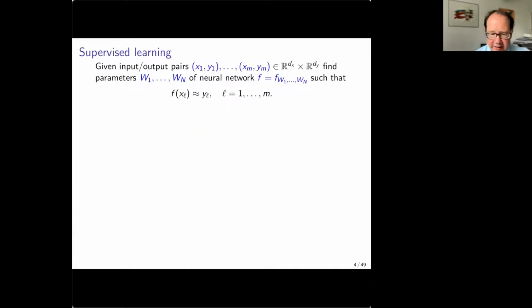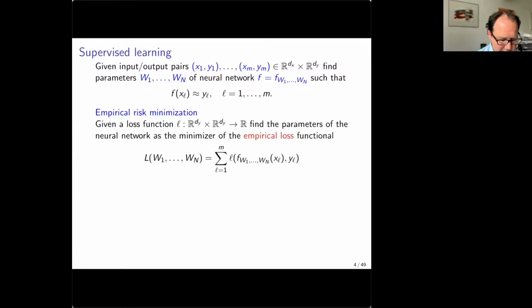Okay, and now the supervised learning setup, as you probably all know, we are given input and output pairs, and then the task is to find the parameters of a neural network such that we basically match the inputs to the outputs. And then hopefully once we learn such a neural network, it will perform well also on new data. And this is usually done by empirical risk minimization. So we set up a so-called loss function, which basically specifies the distance between Yl and F of Xl. And then we sum up over all data points these distances or losses. And then we try to find the best neural network fitting the data.